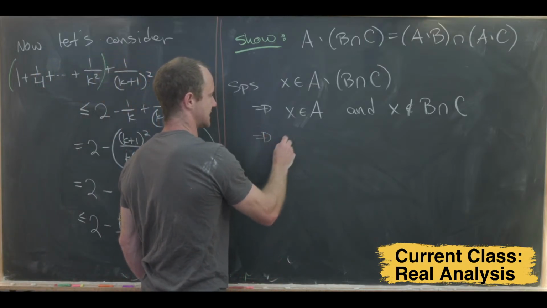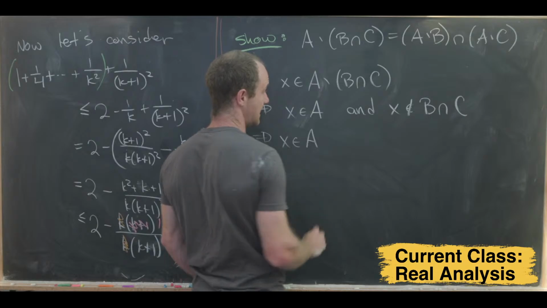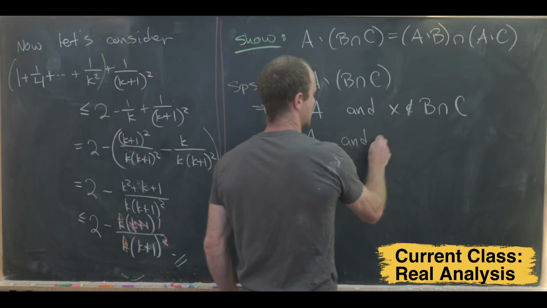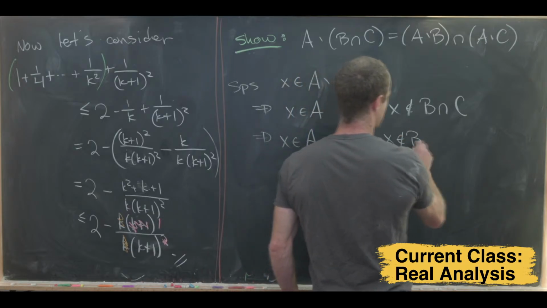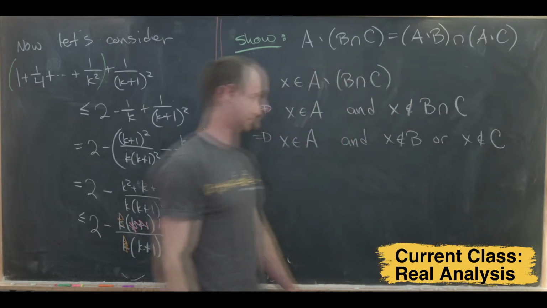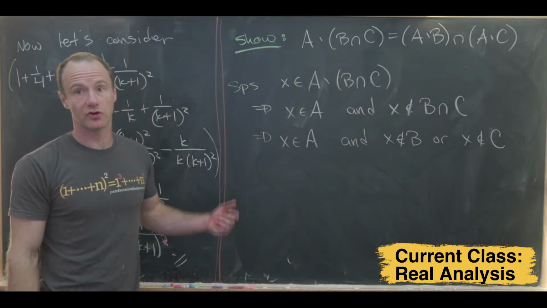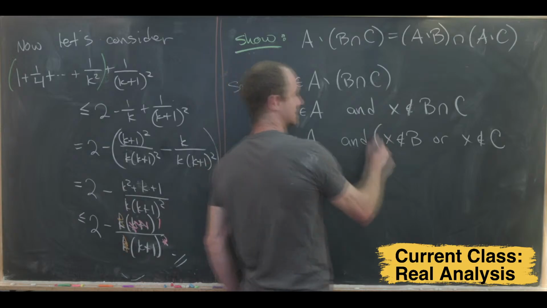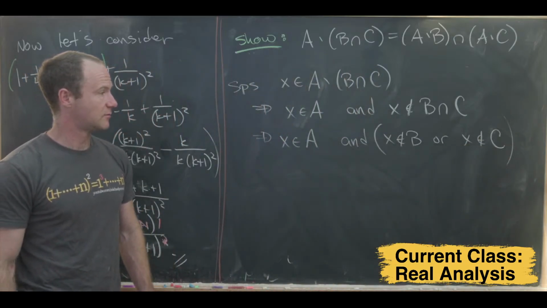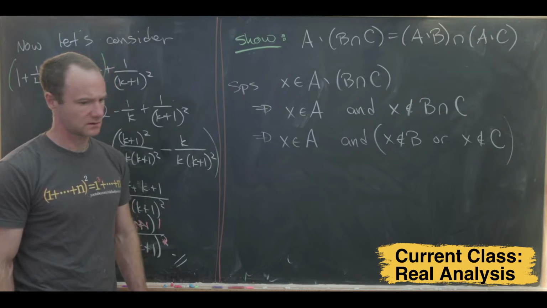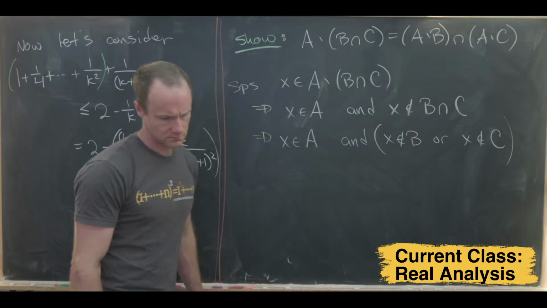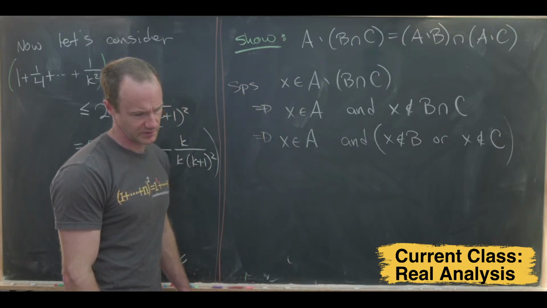But what does that tell us? That tells us that x is in A, and x is not in B, or x is not in C. That's how you're not inside of the intersection. Right, so you have something like that. But, oh yeah, did I make a mistake here?